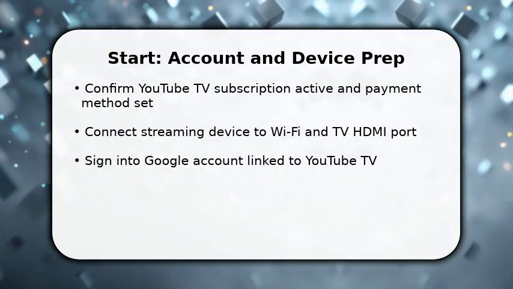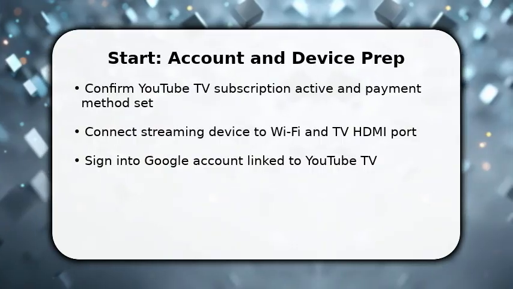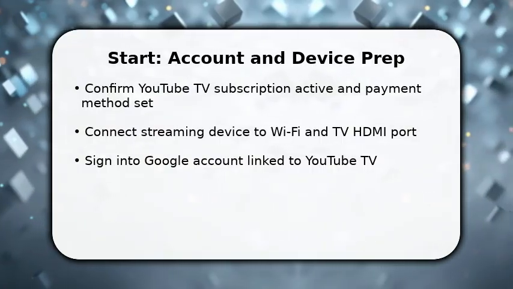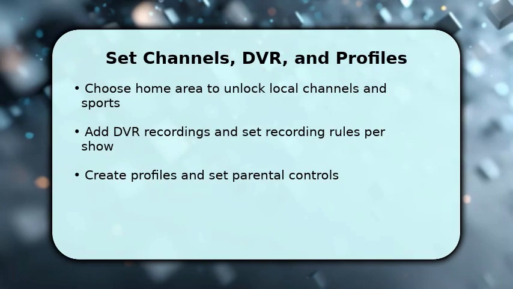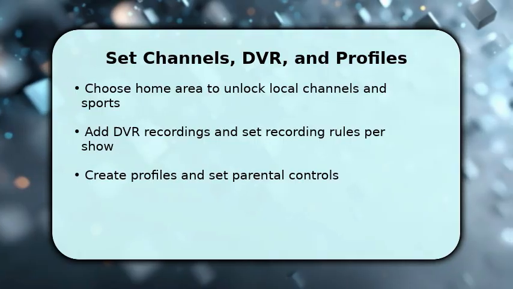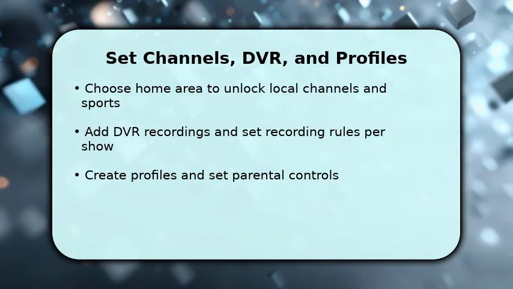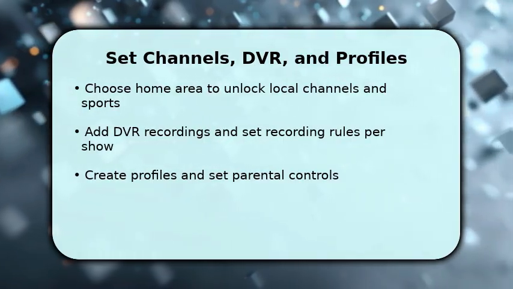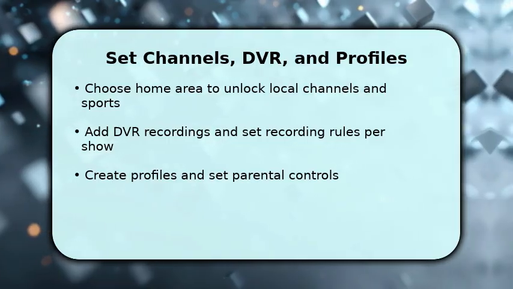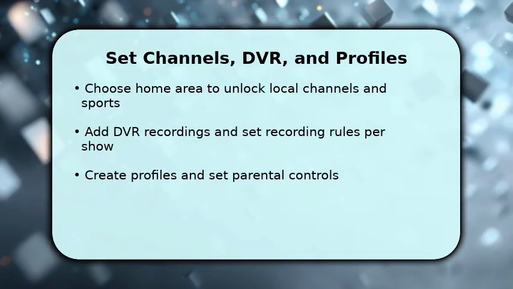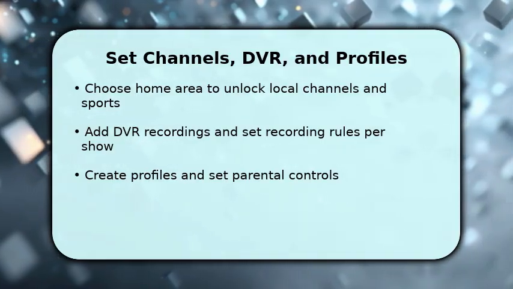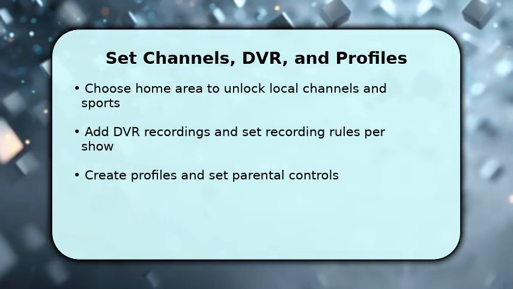Now open the YouTube TV app and accept any permission requests, so it can update guide data and manage recordings automatically. Next, set your home area to receive local broadcasts and regional sports. This matters for blackouts and game availability. Then use the guide to add channels and hit record for shows you want saved. Recordings sync across devices and let you fast-forward commercials.